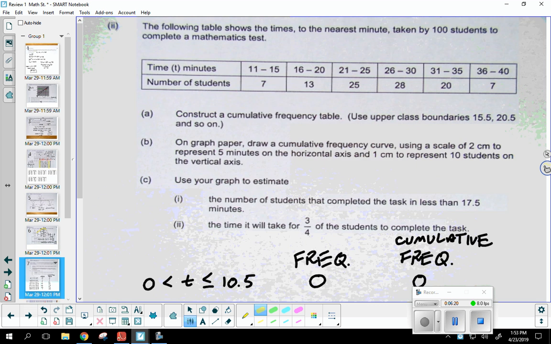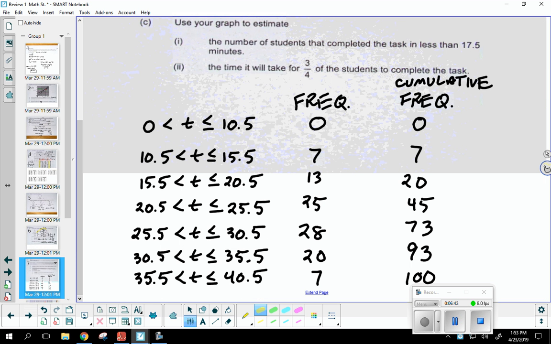Okay. And then we have the cumulative frequency table. The following table shows the times to the nearest minute taken by 100 students to complete a mathematics test. Okay, and there's my intervals. Construct a cumulative frequency table. Now it says use the upper class boundaries 15.5, 20.5. So it tells you how it wants you to go ahead and create this. So this is what I came up with.